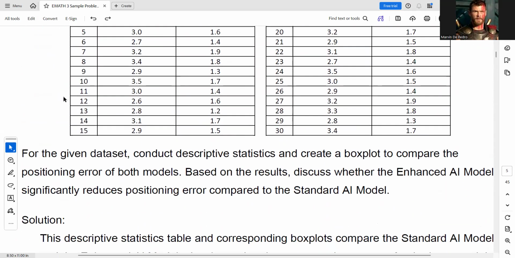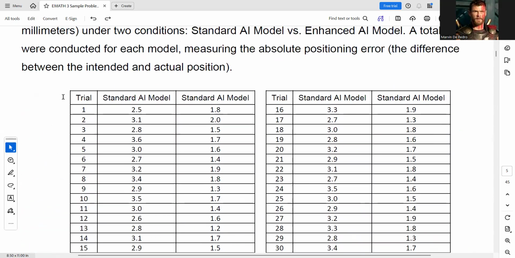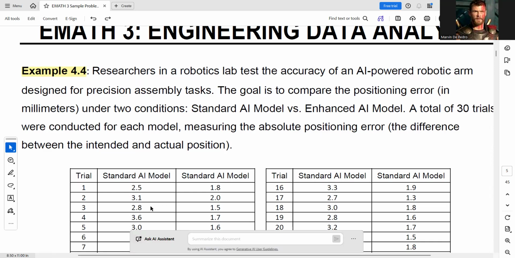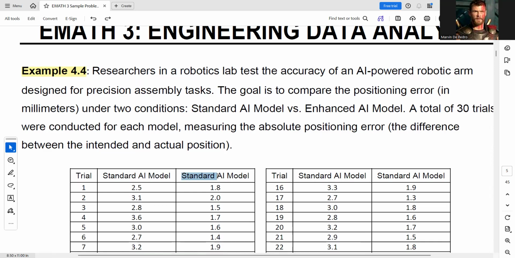And let's have the third example, which is quite complex. All right. So we have this one. Researchers in a robotics lab test the accuracy of an AI-powered robotic arm designed for precision assembly tasks. And the goal is to compare the positioning error in millimeters under two conditions. We have the standard AI, and this one should be, okay, let me correct this.